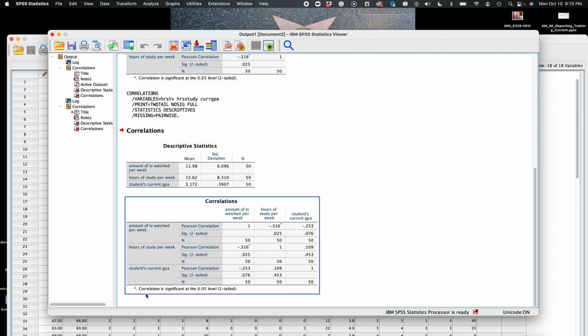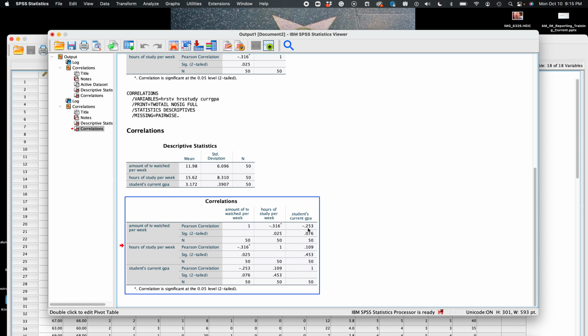So we flagged all of our significant correlations. We know that there is a statistically significant relationship between the amount of TV watched and hours studied. And we would also see that none of these others have been flagged. So that is the only significant relationship, which is interesting.